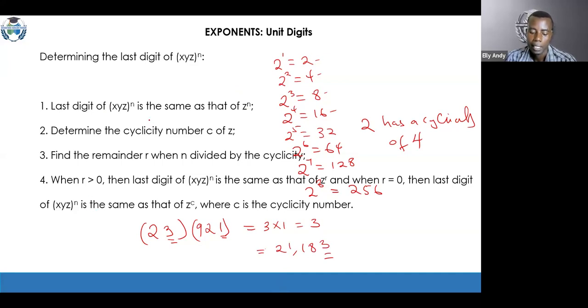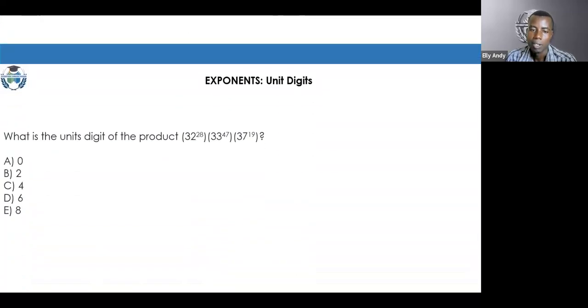So again, let's see how the GRE tests this concept.